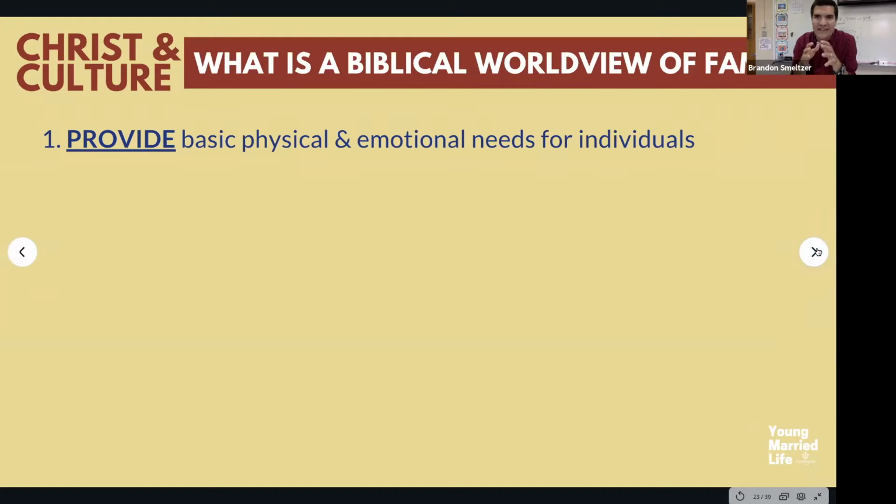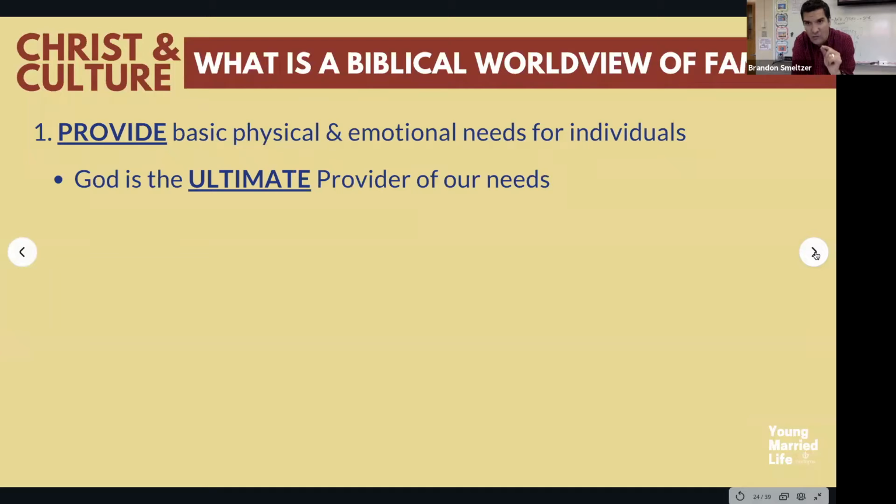Now, this may go without saying, and most of you on this call are probably like, listen, I provide for my family. I work very hard. I work two jobs. I get that. I'm not denying anyone's provision here, but we want to make sure that we understand it rightly. Let's keep this in mind: God is the ultimate provider of our needs, not you. The ultimate provider of the needs of my kids is God, not me. I happen to be a pipeline through which God provides the needs of my kids. Do not miss that point.